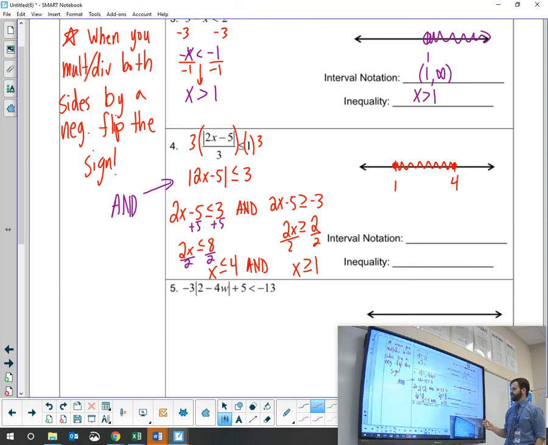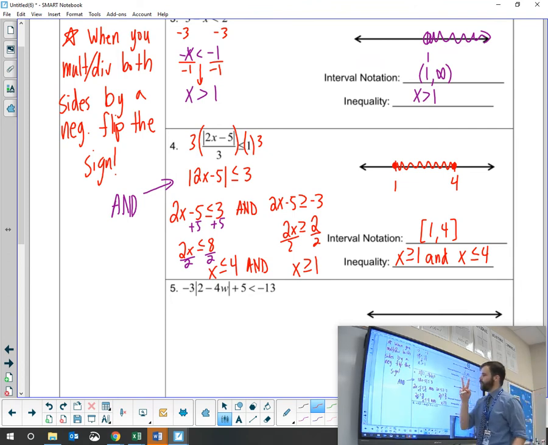So for interval notation, it's really easy. We're going to use brackets since it's equal. We're going to go 1, 4, like that. And we're going to just write out our answer: x is greater than or equal to 1 and x is less than or equal to 4. Good stuff. Just 2 more problems and then we're done.